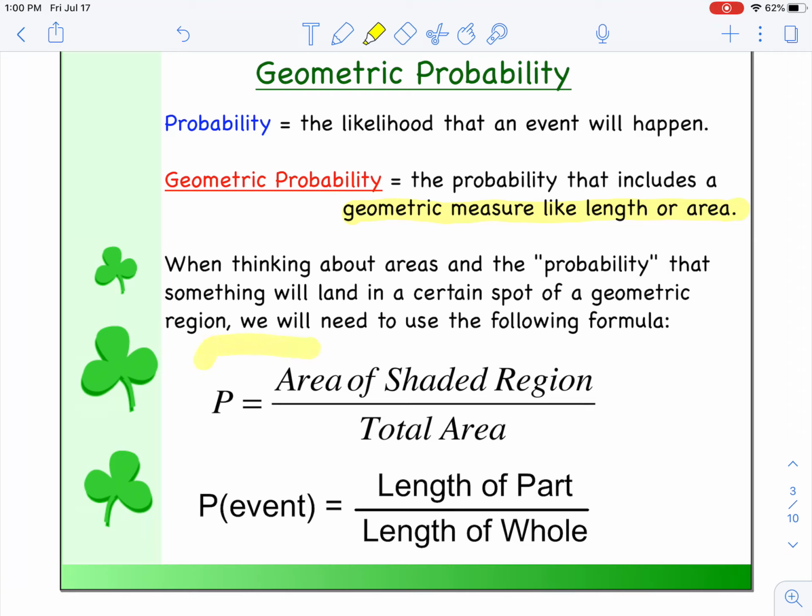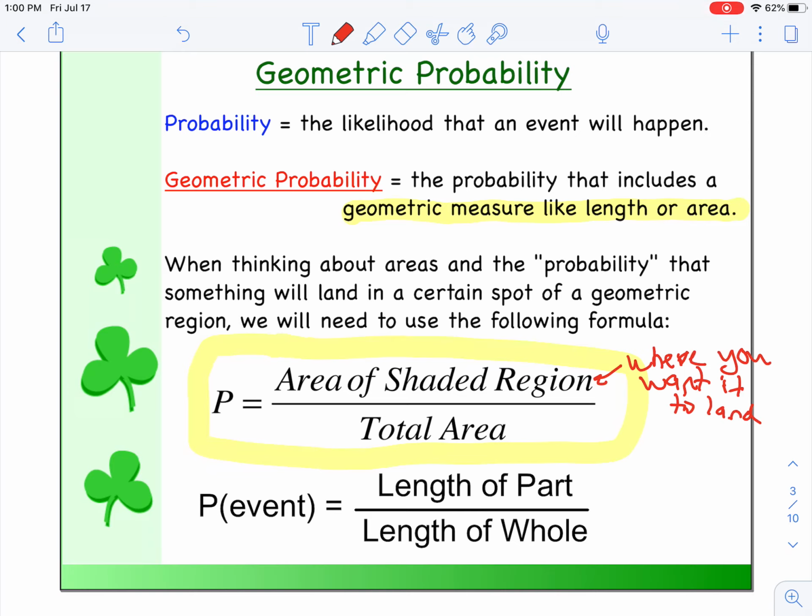So when thinking about areas and the probability that something will land in a certain spot of a geometric region, we're going to use the following formulas. We're always going to take the area of the shaded region compared to the total area. And the shaded region is where you want it to land, or that's your favorable outcome. And the total area is just every place that it could possibly land.